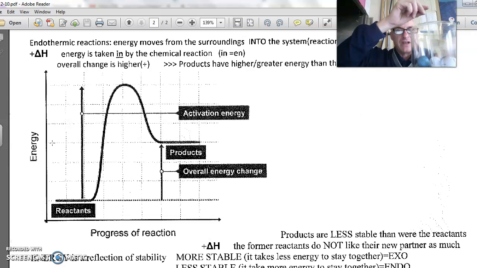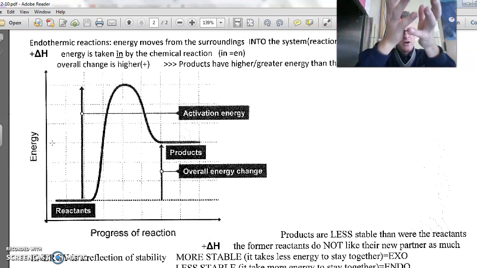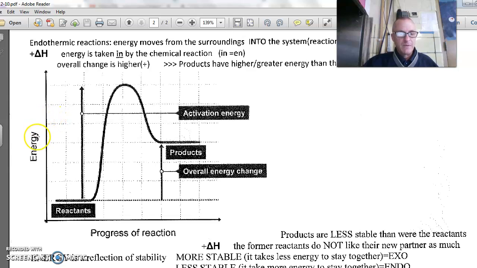The surroundings temperature goes down. The thermometer would go down. The temperature reading in the thermometer would go down because of that energy moving from the water into the reactants. It would feel cold to the touch because energy was leaving the water to go into the reaction. That's an important thing to consider.